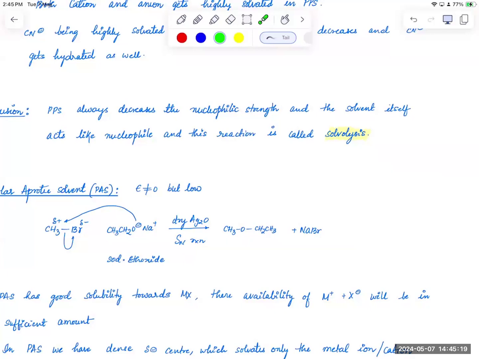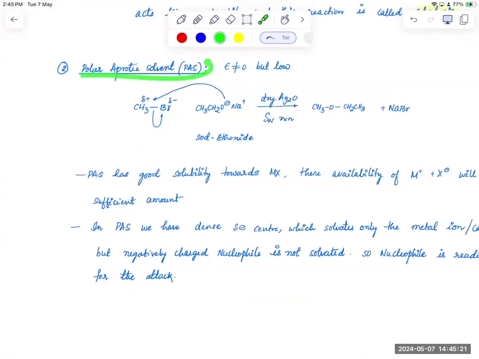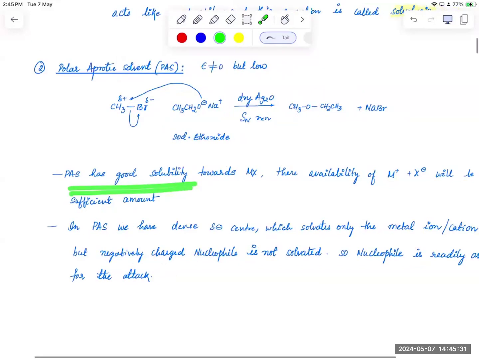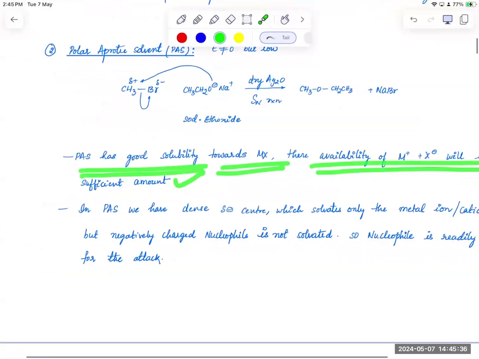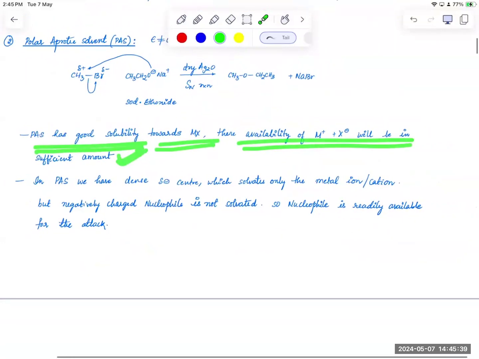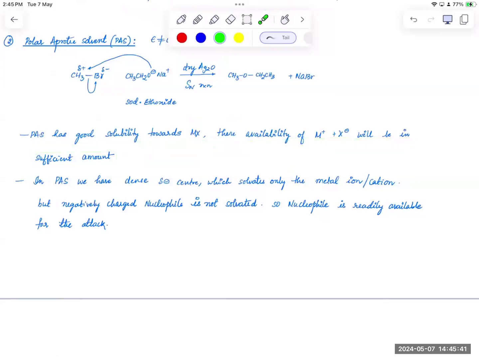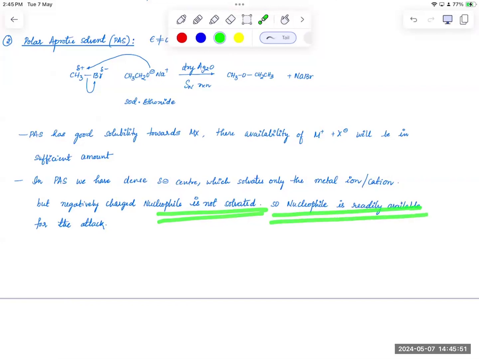Okay. While if you notice polar aprotic solvent, CH3O minus will attack here, Br minus will leave. So you will see this product is forming here. So you can see PAS has a good solubility towards MX and the availability of M plus will be in sufficient amount. In polar aprotic solvent, we have dense delta negative, which solvates only the metal ion or cation, but the negatively charged nucleophile is less solvated. So the nucleophile is readily available for the attack.